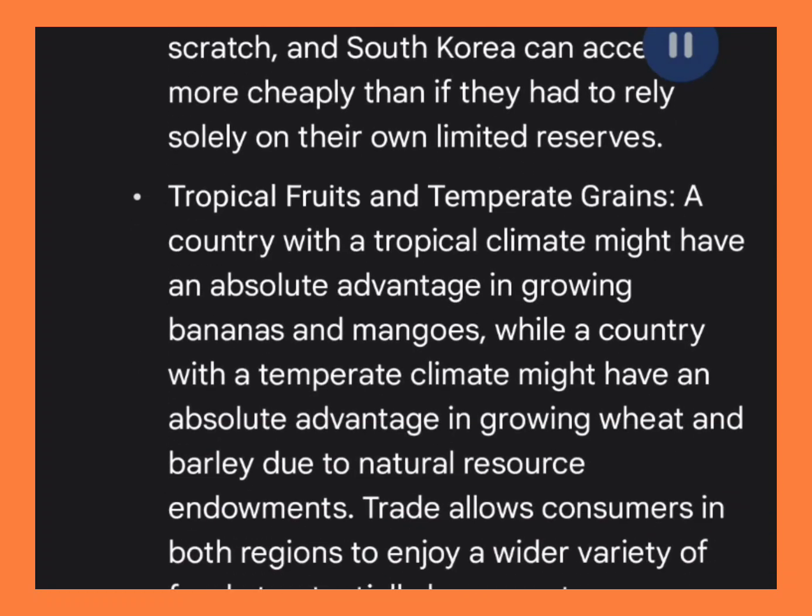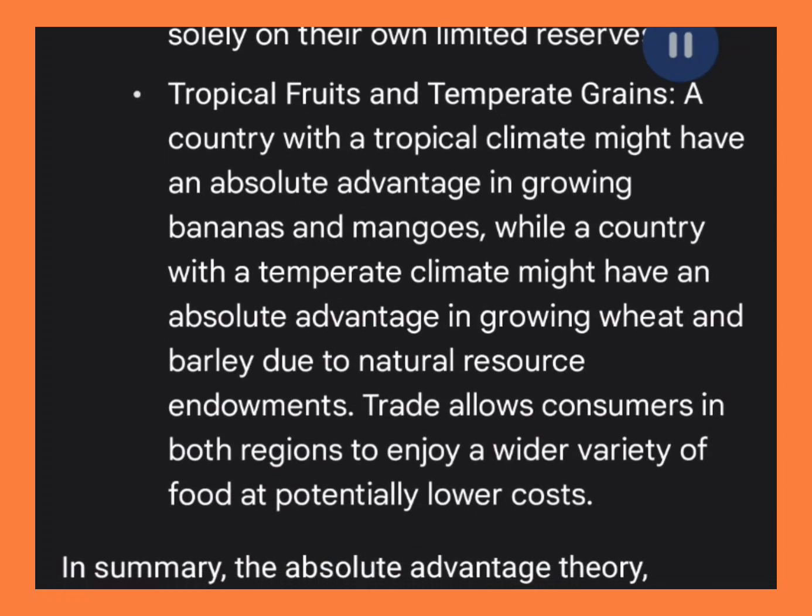Tropical fruits and temperate grains. A country with a tropical climate might have an absolute advantage in growing bananas and mangoes, while a country with a temperate climate might have an absolute advantage in growing wheat and barley due to natural resource endowments. Trade allows consumers in both regions to enjoy a wider variety of food at potentially lower costs.